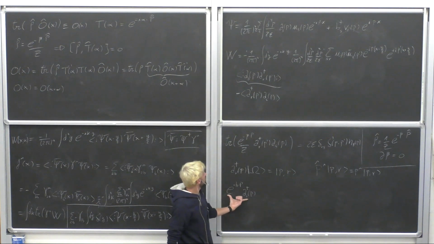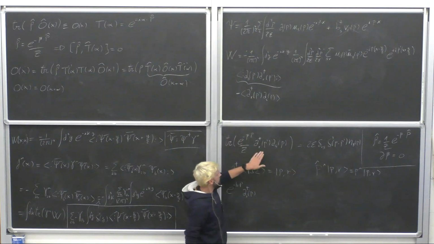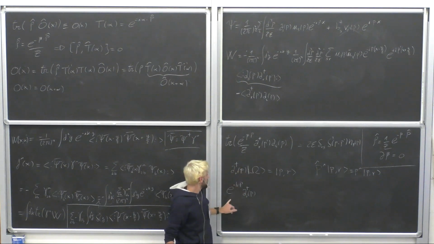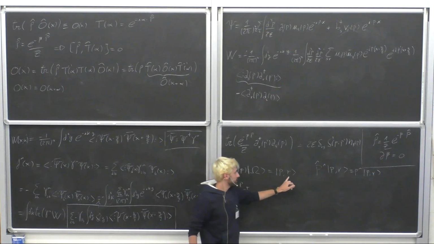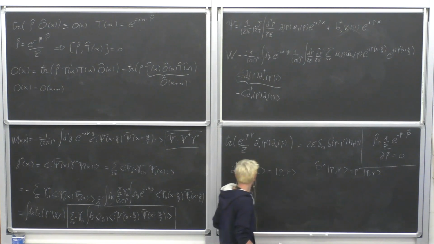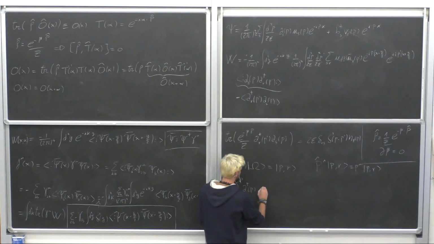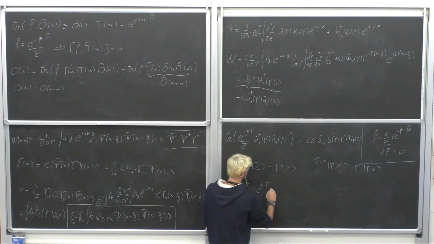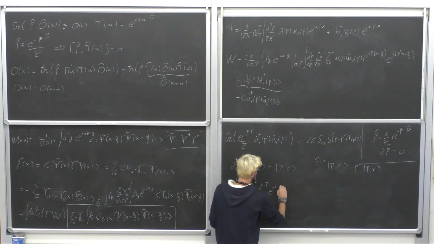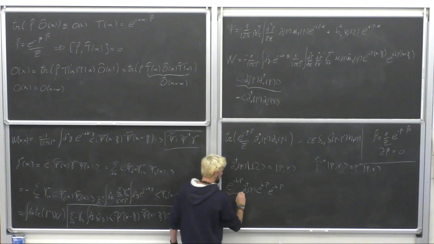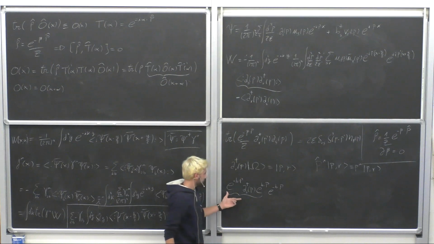Basically, this is the quantity that appears in our trace. So using these properties of the Hilbert space, we can write this like that. We just put an identity on the other side, e^{-βP} e^{βP}. And now we have to deal with this quantity.